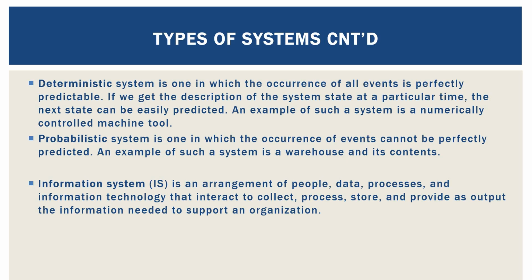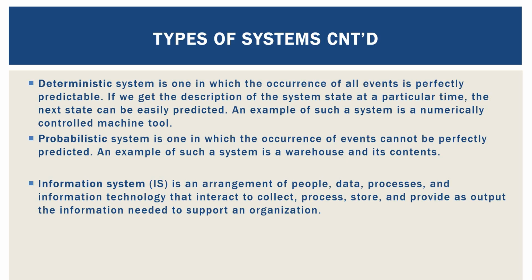Then we can also continue to conditional probability. What is the probability of this event given these conditions? So basically this is another type of system, but the difference between deterministic and probabilistic is that with deterministic we can perfectly predict the occurrence of events, but with probabilistic we cannot perfectly predict the occurrence of events.